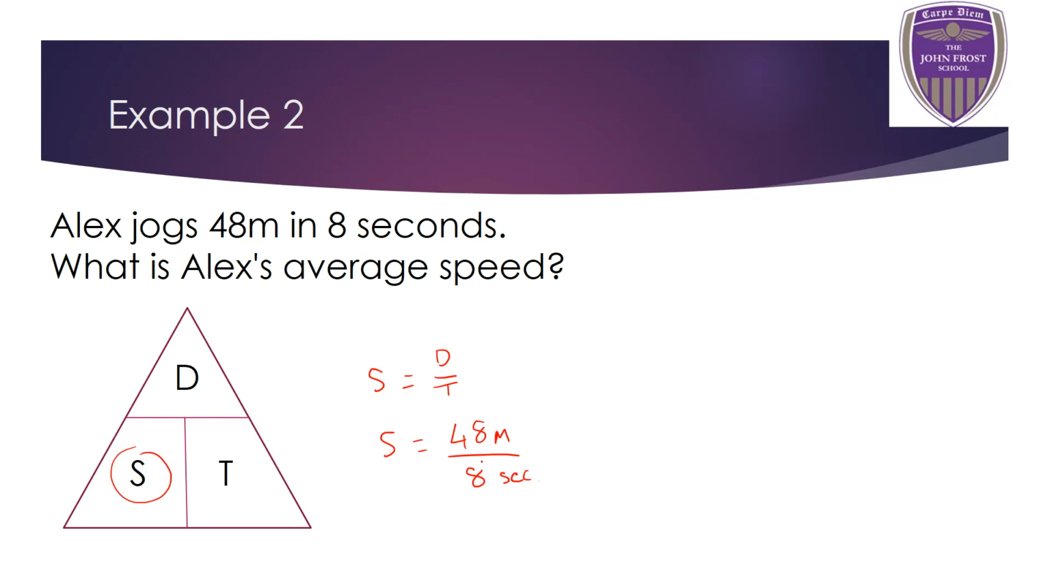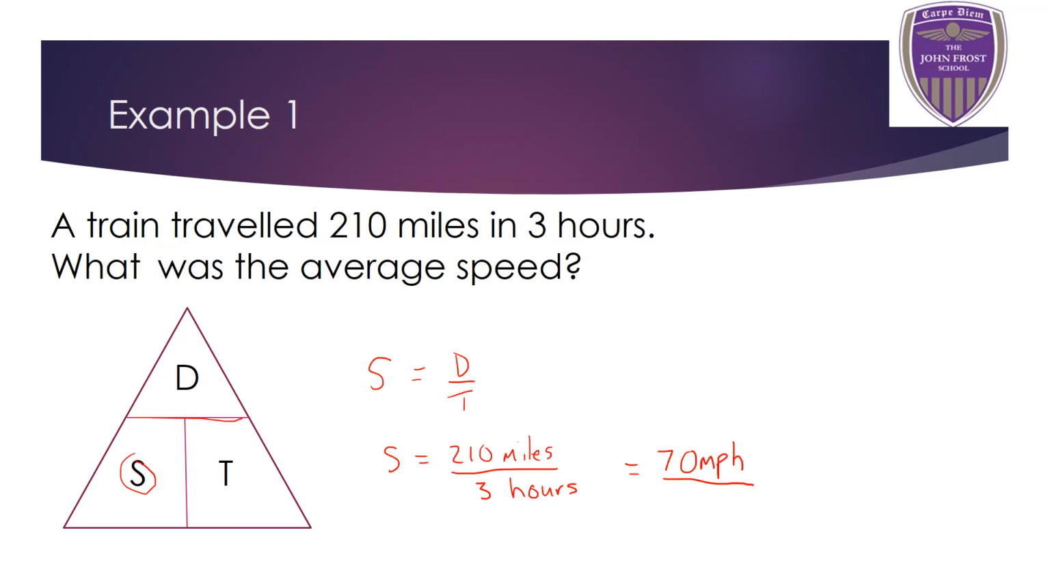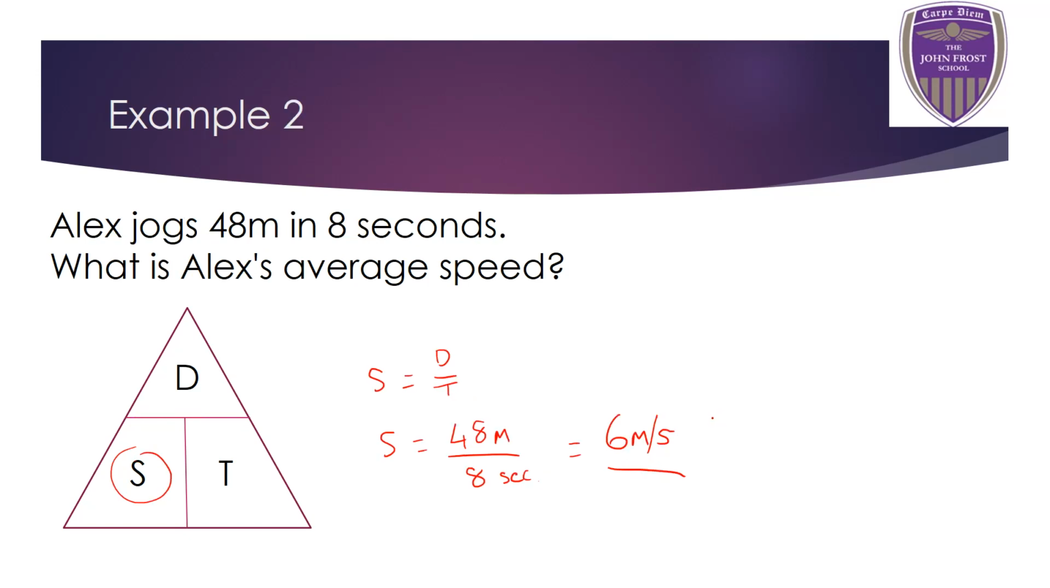Again, we ignore the units and perform the calculation. So 48 divided by 8 gives us 6. And the units are meters per second, but we use this slanted line for the per and s for seconds. So in most cases, we use average speed with this slanted line to separate the units. And for miles per hour, we use mph. Okay.